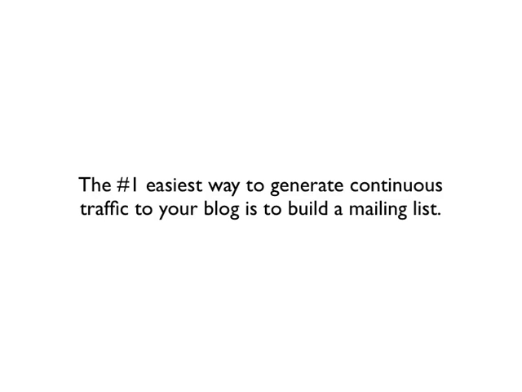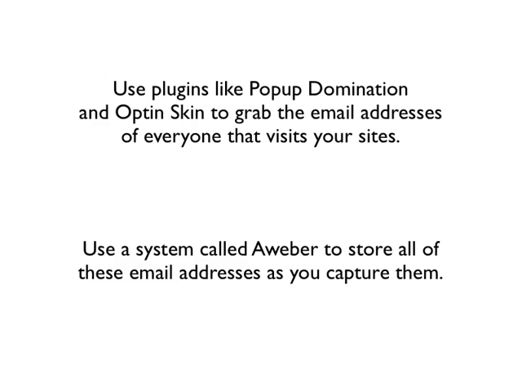The number one easiest way to generate continuous traffic to your blog is to build a mailing list. Now, you can use plugins like Pop-up Domination and Opt-in Skin to grab the email address of everyone that visits your site. Now, I'll give you links in the email, so make sure you go back to the email after you watch the video to grab the links to those sites. Now, you're going to use a system called Aweber to store all those email addresses as you capture them. Pop-up Domination and Opt-in Skin, they're the little things that basically pop up on your website that make it so people put their email address in.